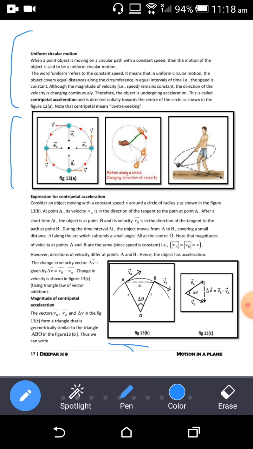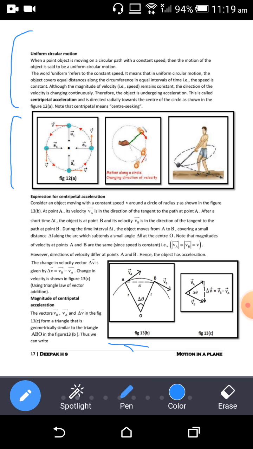Next, consider point B after some time interval delta t. Consider another point, that is B. Again, in order to find the direction, we are going to draw a tangent. You can see the tangents which have been drawn there, vector vA and vector vB. The object is moving from point A to point B, making an angle of delta theta in a time interval delta t.